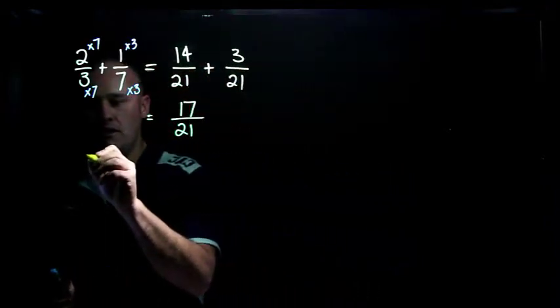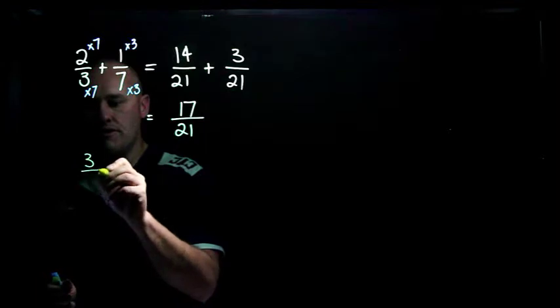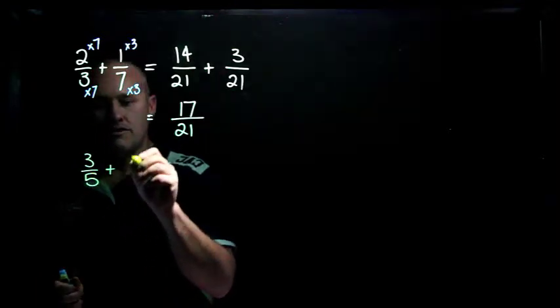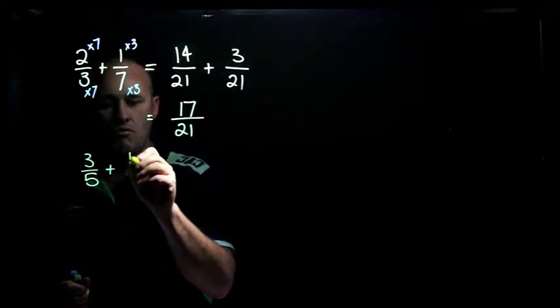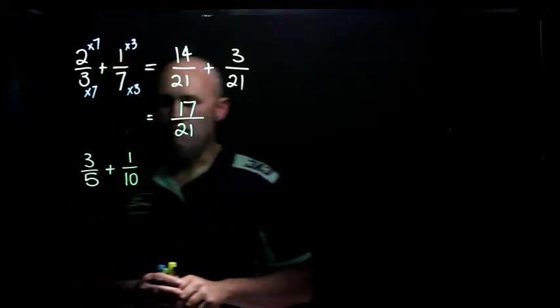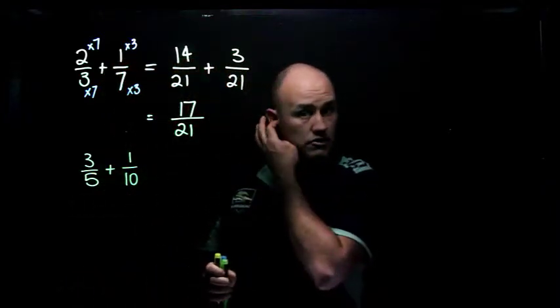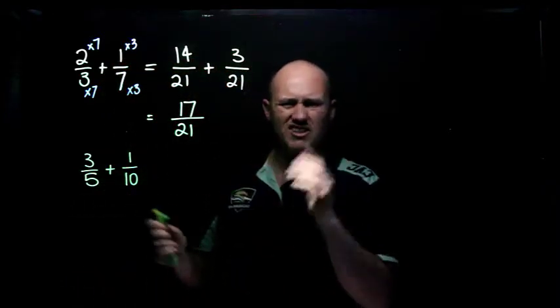So this time, 3/5 plus, let's make it 1/10. Okay, now I've done something very deliberately here. So I'm going to show you there's two ways, and then we'll do one subtraction and leave it there.